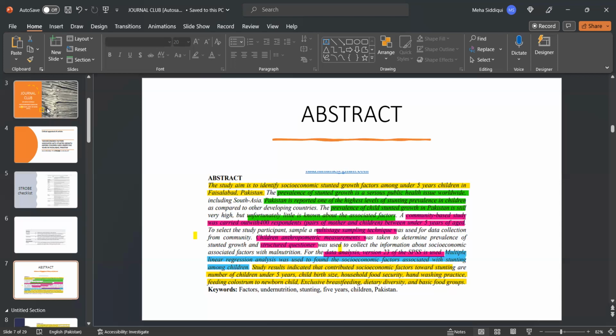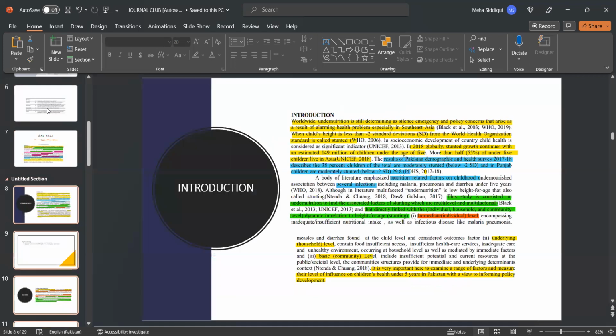For the data analysis, version 23 of SPSS was used. Multiple linear regression analysis was used to find the socioeconomic factors associated with stunting among children. The study results indicated that the socioeconomic factors contributing to stunting are number of children under 5, childbirth size, household food security, hand washing practice, feeding colostrum to the newborn child, exclusive breastfeeding, dietary diversity, and basic food groups.